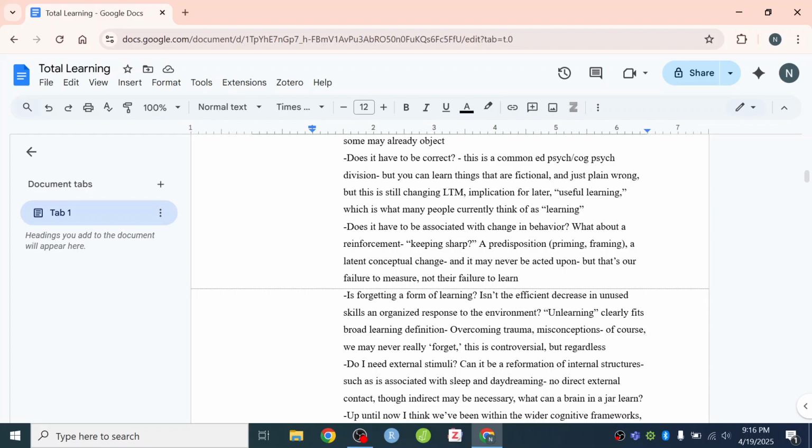This is another interesting question. Again, some cognitive psychologists and educational psychologists might take the stance that learning is about the interaction of the internal world with the external world. But what about the interaction of the internal world with the internal world? Can we learn completely within that closed system? Can it be a reformation of internal structures, such as is associated with sleep and daydreaming, without any direct external contact? I would say yes.